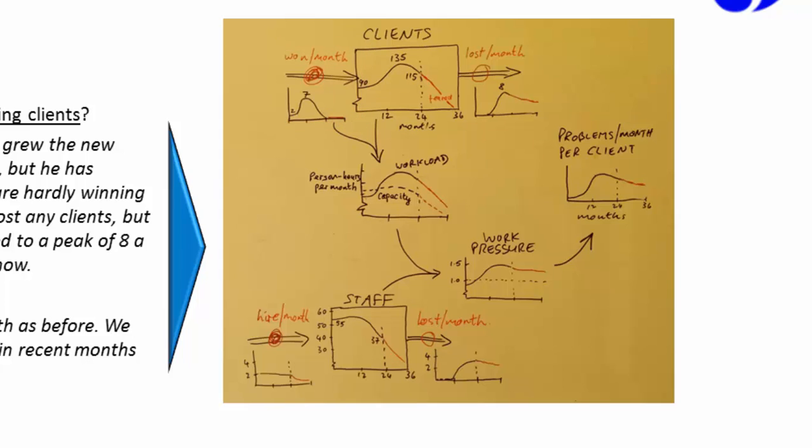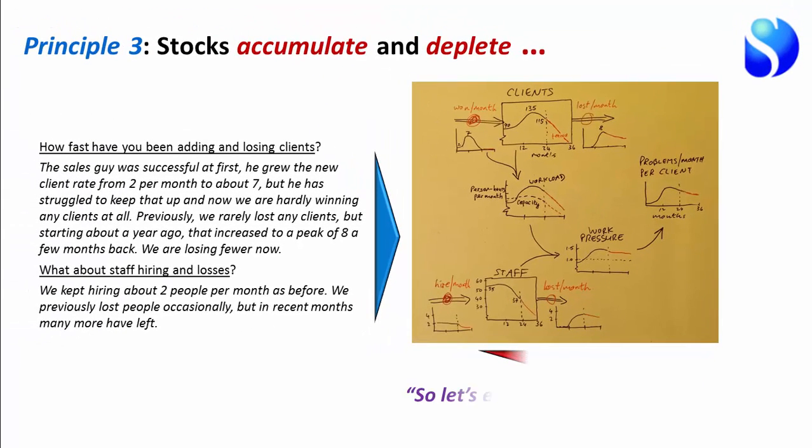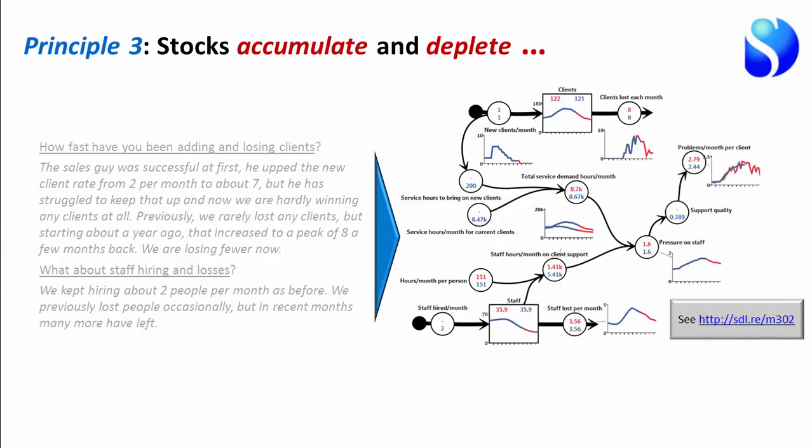What happened on the staff? Well, we were hiring about 2 per month, and we didn't really lose people very much, but in recent months we started losing people. So sketch the time chart in on that. Again, numbers. There's nothing qualitative going on here at all. So let's extend the working model. And there's the extended working model. How long did that take? That took another half hour.